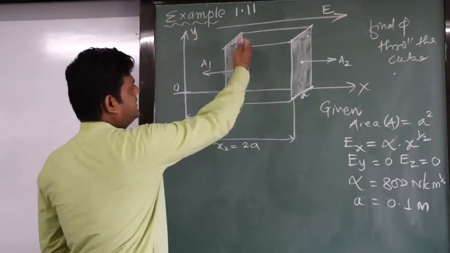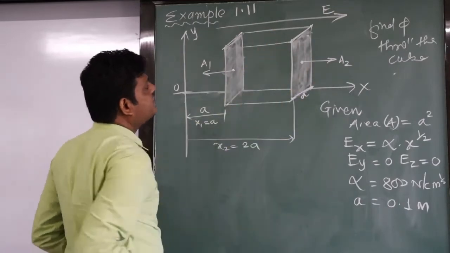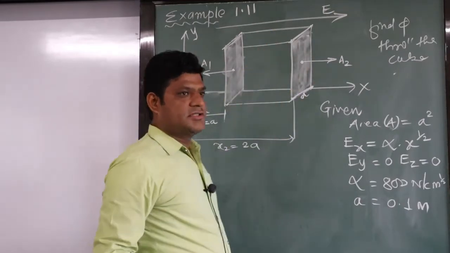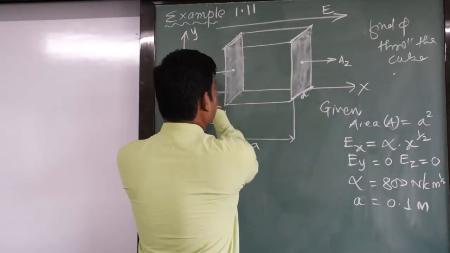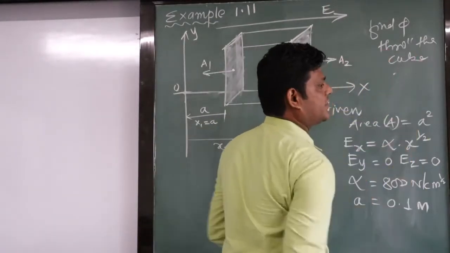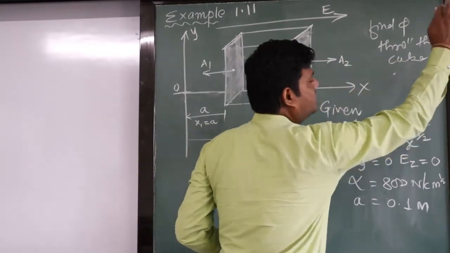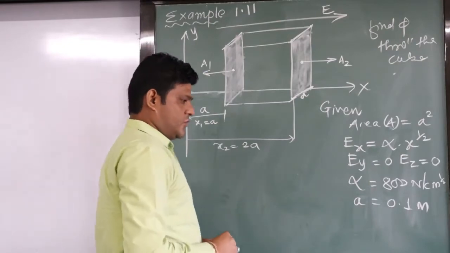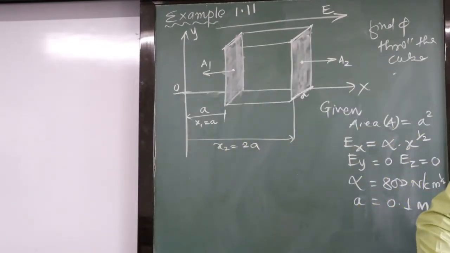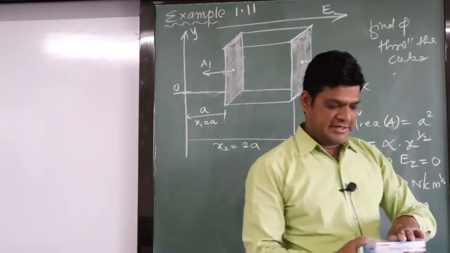First thing, see, this is the box kept like this. We will discuss the flux through the box. The flux will go like this. The direction of flux is along the x-axis, right? This is the first thing. So with the help of this box, we can say that this is the box.